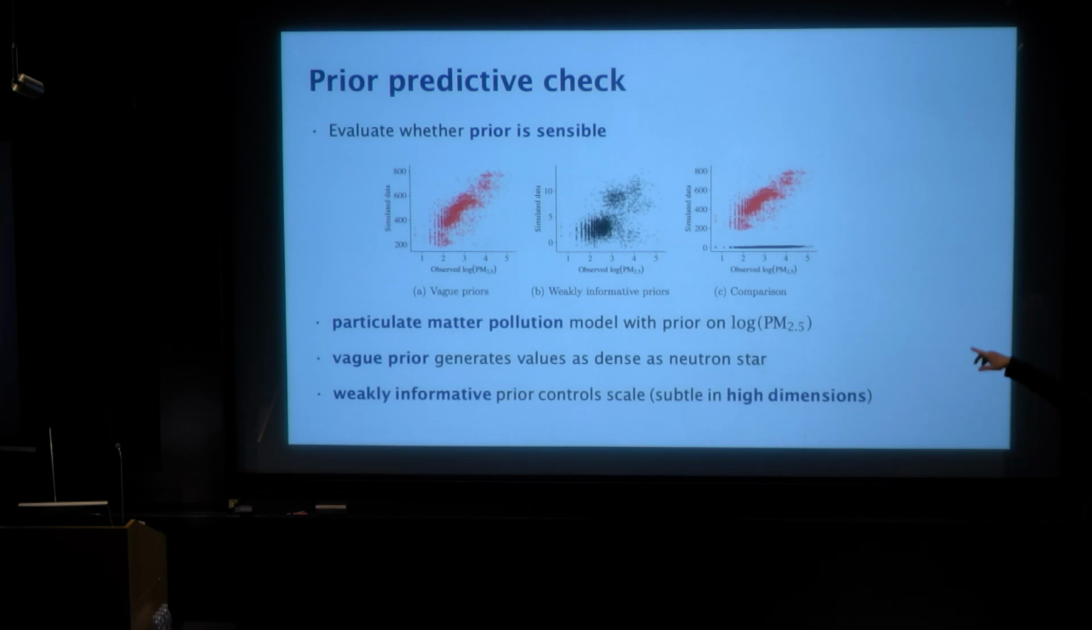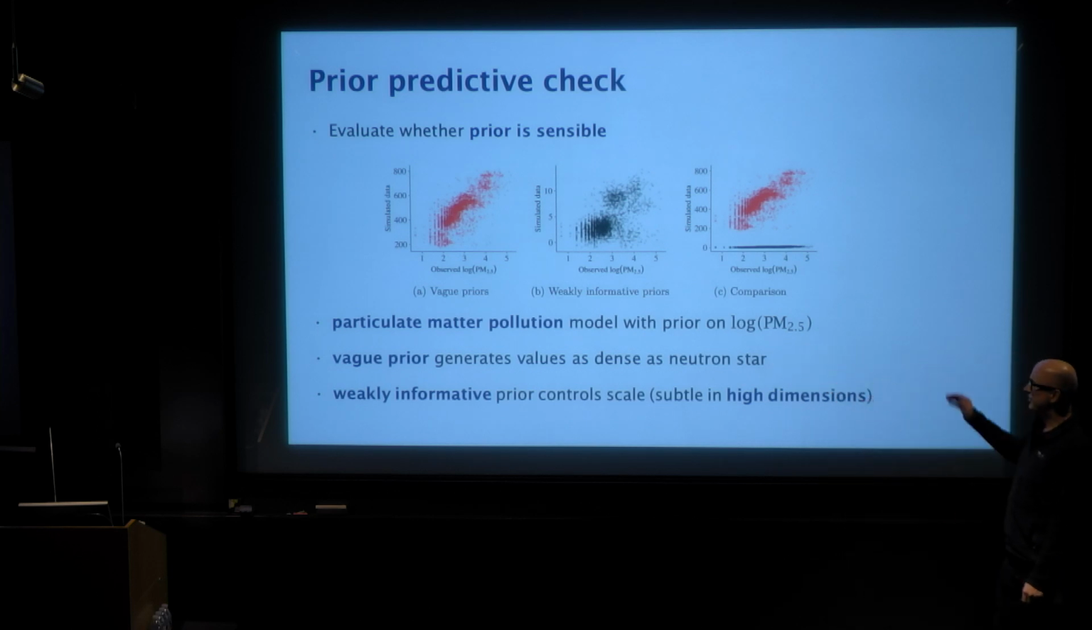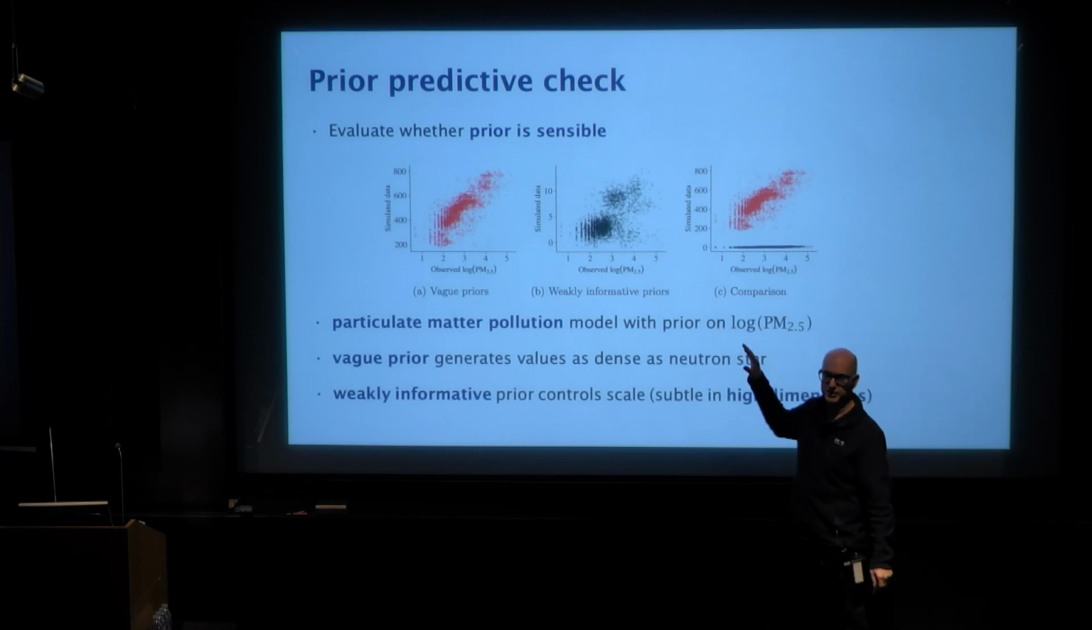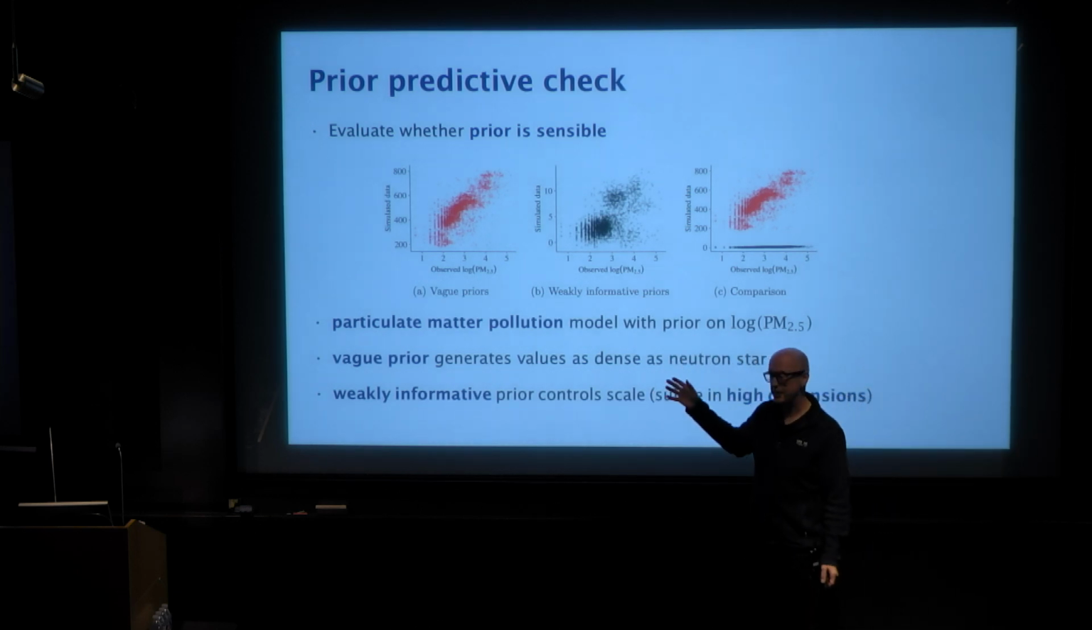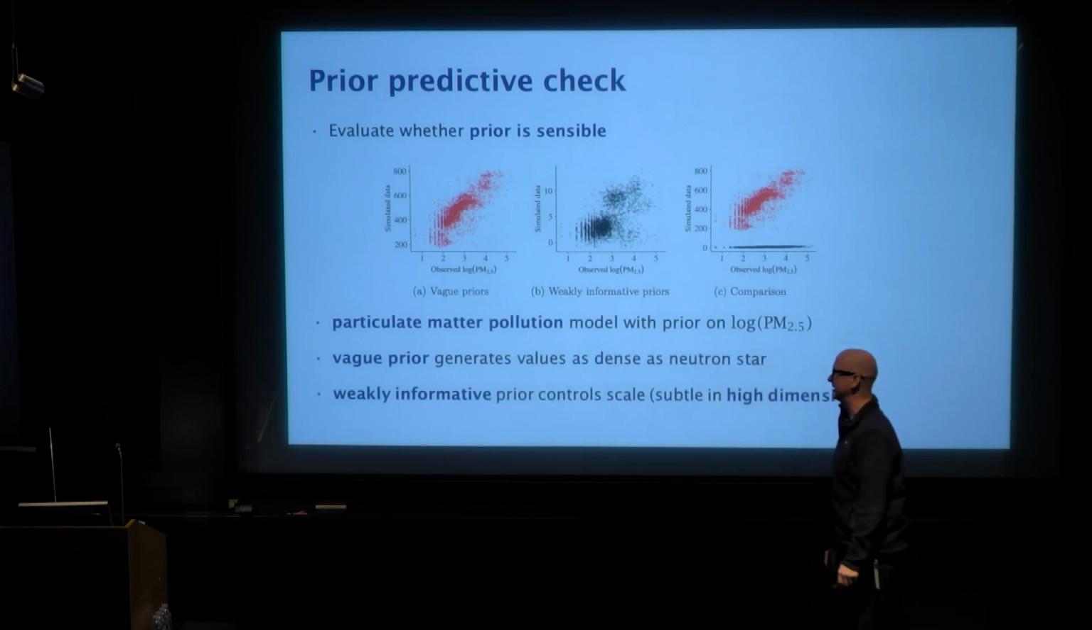So this is some data. These 3 plots are, and you'll notice that the plot on the left and the middle have very different vertical axes here. This is for a particulate matter concentration pollution model, right? And the idea is that we're going to have some prior on the log of the concentration of particles. The thing is, they took the vague priors that people had been using in this domain before for other papers and said, hey, if we do simulated data, what happens? And this is what the simulated data looks like based on what the observed log particulate matter concentration is.